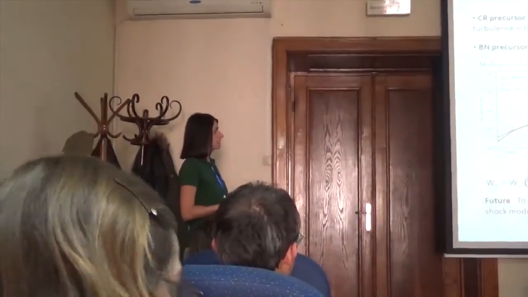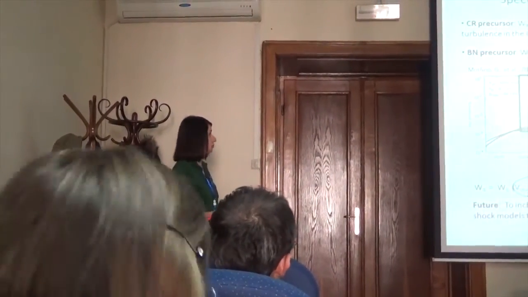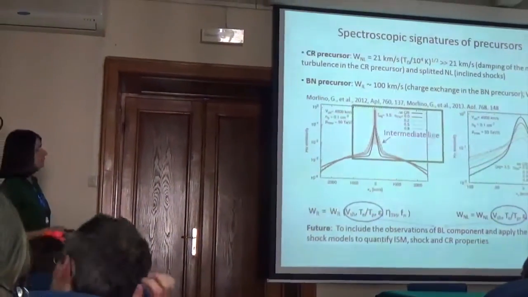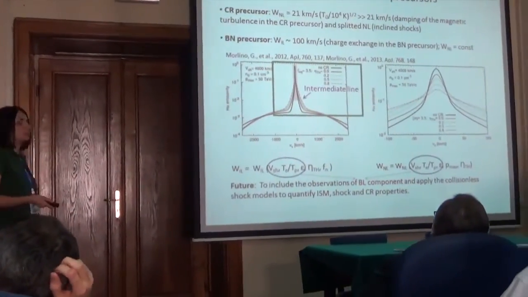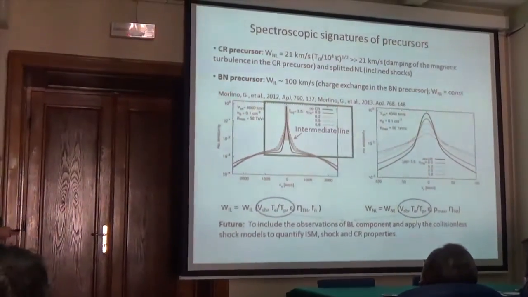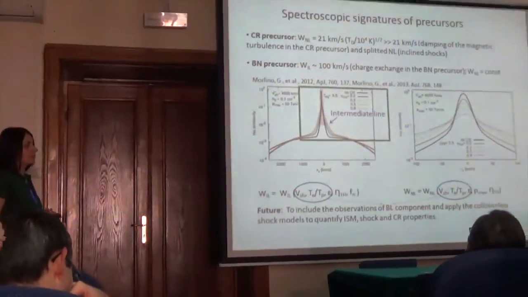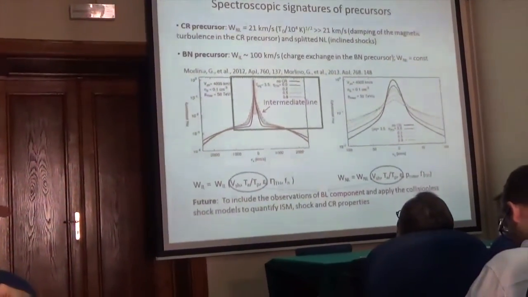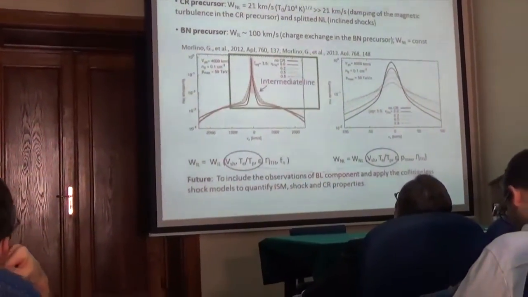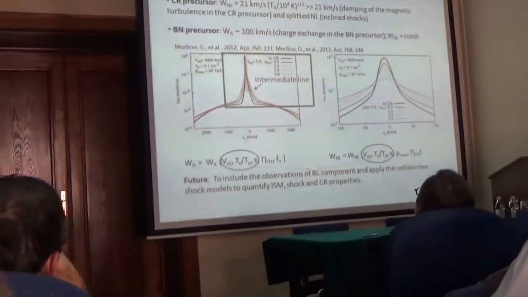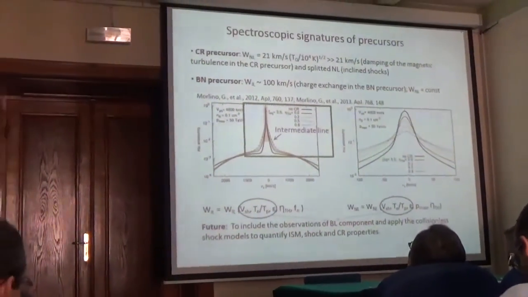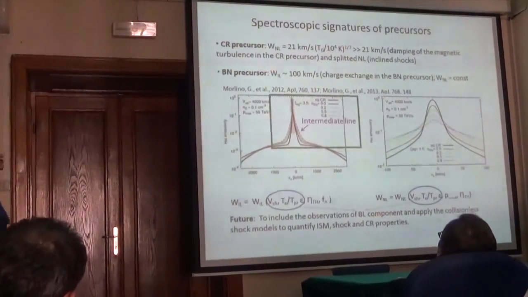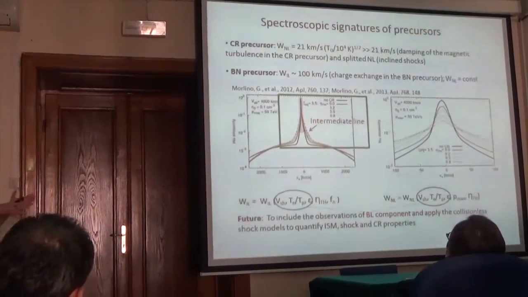And it's created due to a charge exchange in the broad neutral precursor. These models that Molino made also show that these kinds of precursors do not affect the narrow line width. So basically, if you measure a narrow line width much wider than what you would expect, then it's a signature of a cosmic ray precursor and not any other. This is due to the space and time: broad neutrals do not have enough time and space to deposit enough energy to go to the line.